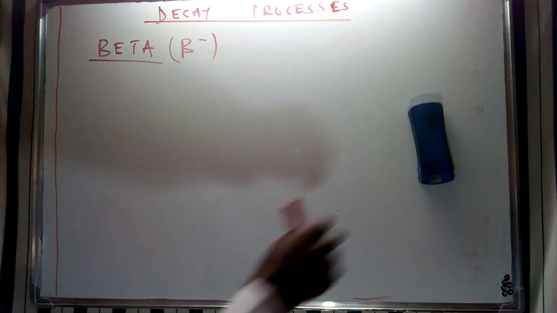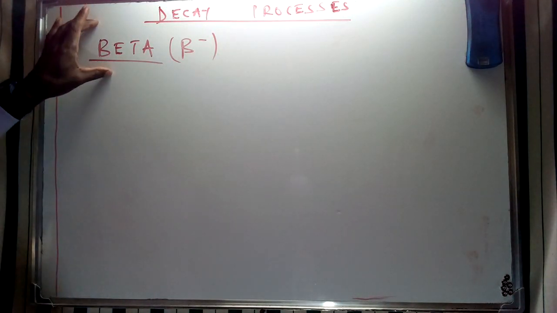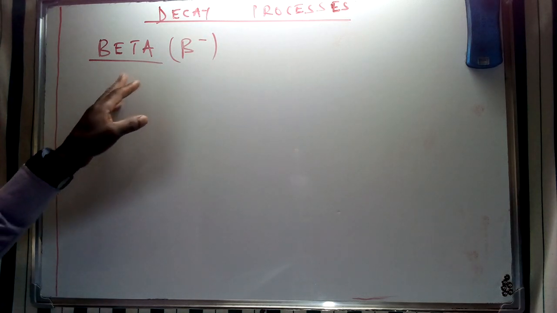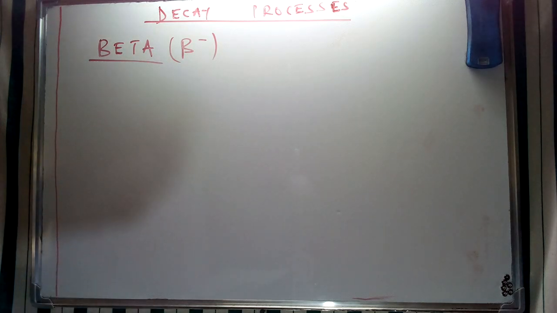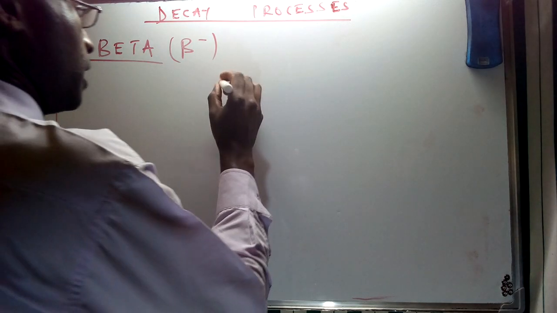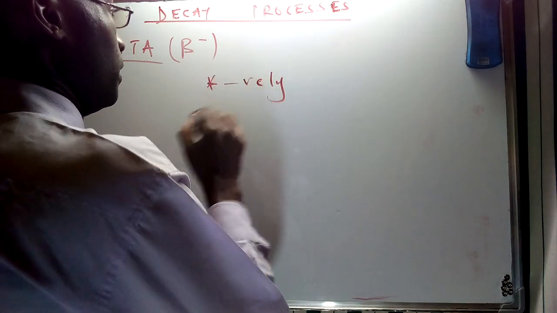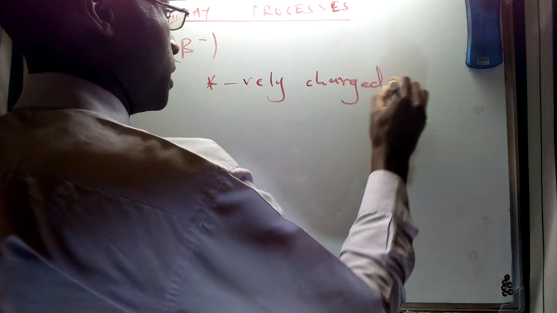Hi guys, in this video we're going to look at the characteristics of one of the decay processes, and this is beta decay. We said that beta decay is basically the emission of an electron, and we're going to see later, from the characteristics we looked at in our first video concerning this type of radiation, that it's negatively charged, as I've indicated in the symbol preceding this name.